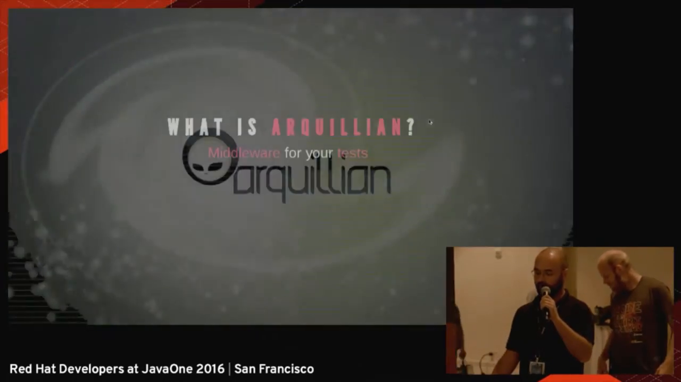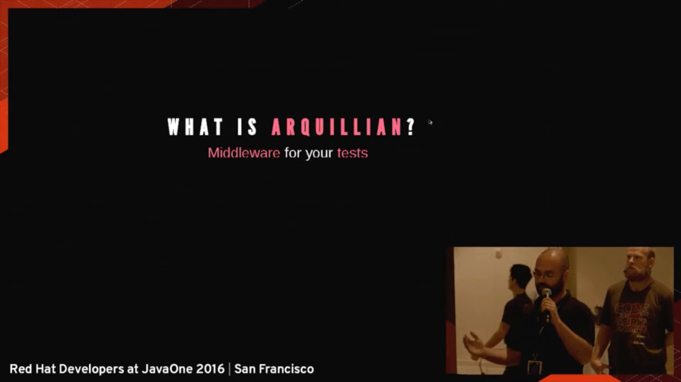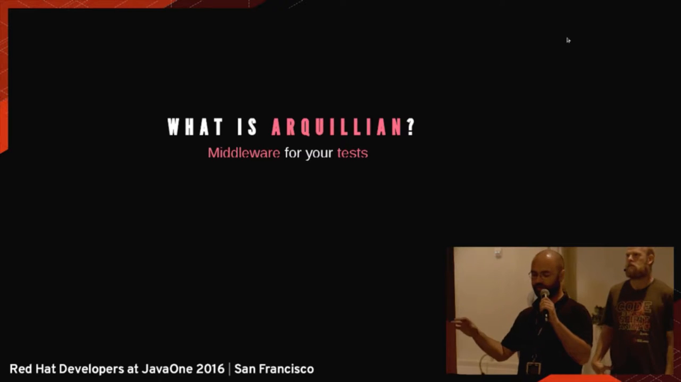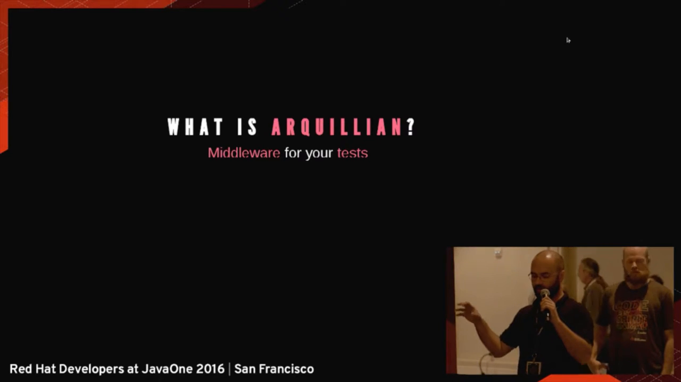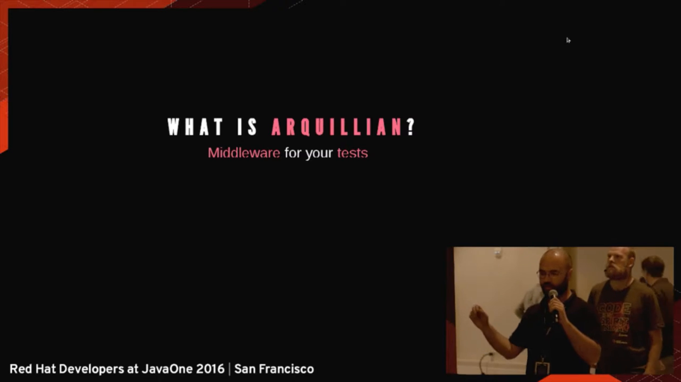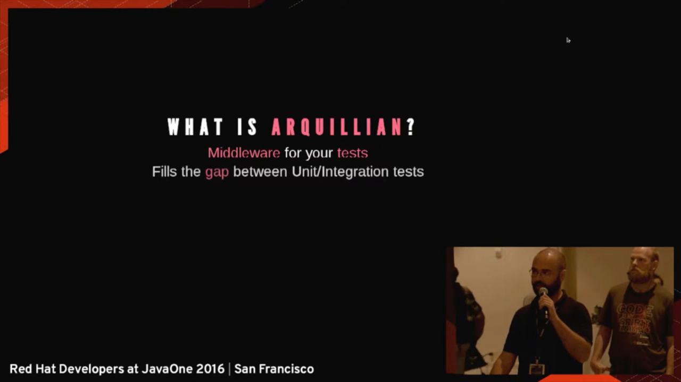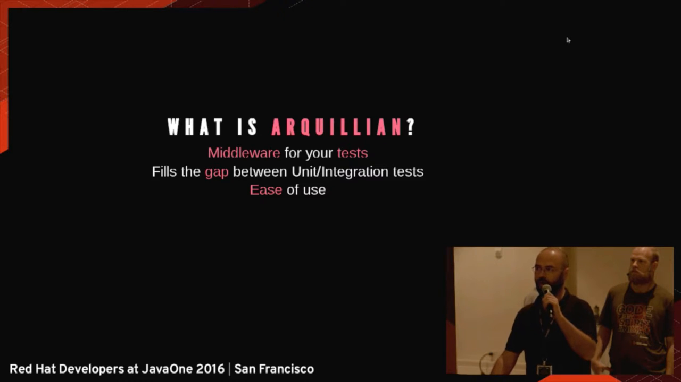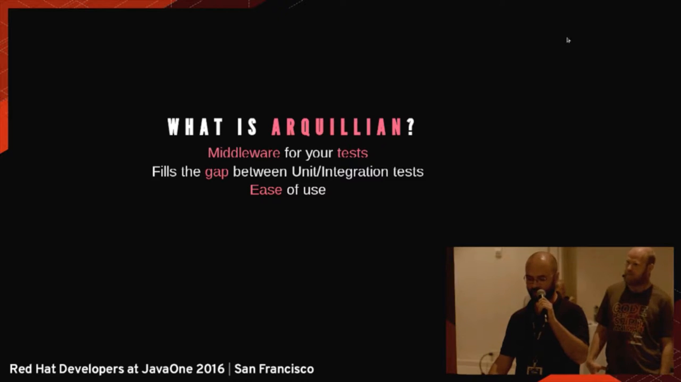So what is Arquillian? Arquillian is a middleware for your test. It's not yet another application. It's not yet another testing framework. It's something which runs underneath and takes care of all the heavyweight work to set up all your infrastructure components so that we fill the gap between the unit tests and integration tests, so that you can write your tests with ease, focus on what's relevant for the test, and forget about all the boilerplate code to set up your dependencies and set up your environment, which tended to be an issue with integration tests back in the day.